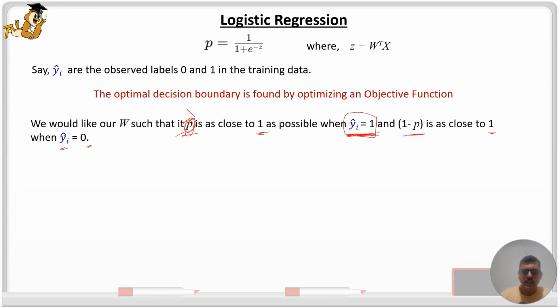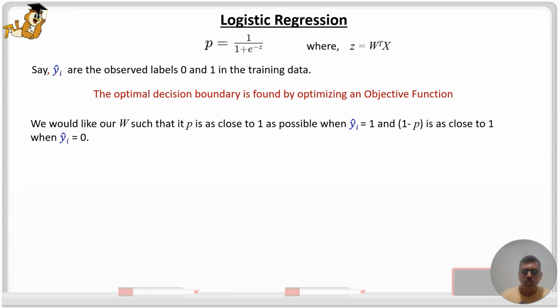So this P right here, you would like it to be as close to 1 as possible when Y hat equals 1, and remember P is linked to the W's, so you would like to choose the W's such that Z, which is equal to W transpose X, for that particular point, is such that P is as close to 1 as possible, right?